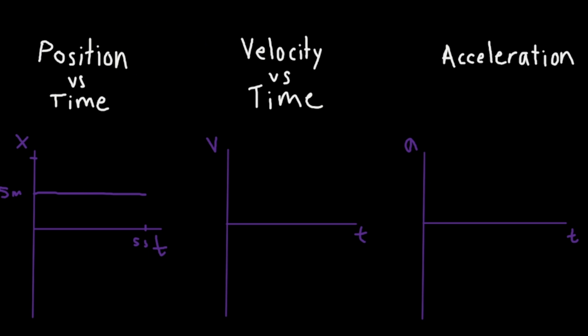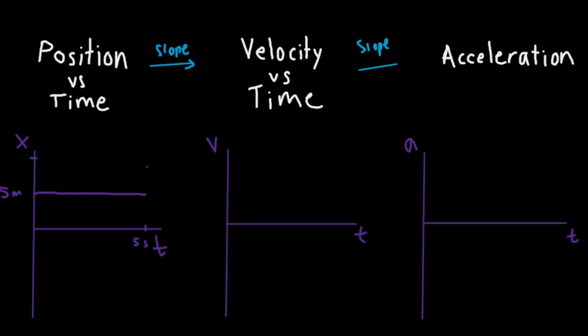To go from a position versus time graph to a velocity versus time graph, you would need to calculate the slope of the position versus time graph. And for the velocity versus time graph, if you have that, you would have to calculate the slope of that to get the acceleration versus time graph.